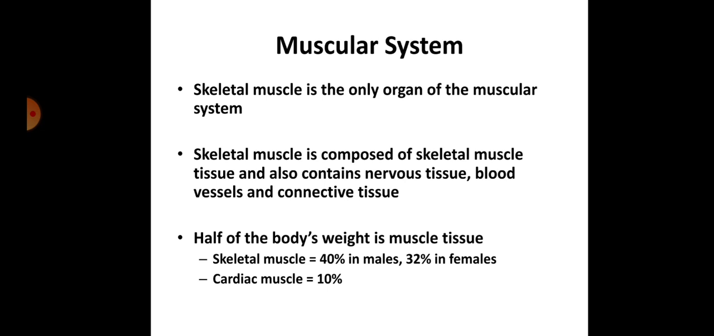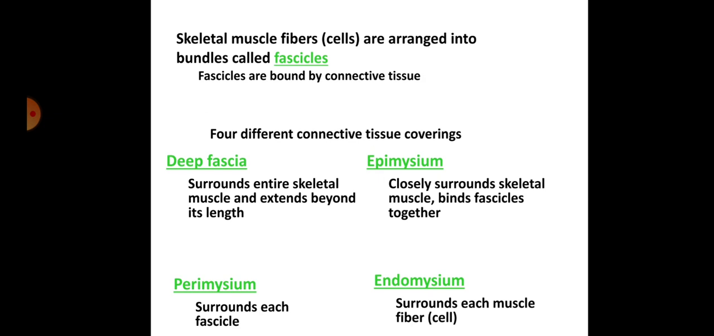Skeletal muscle is the only organ of the muscular system. Skeletal muscle is composed of skeletal muscle tissue, and also contains nervous tissue, blood vessels, and connective tissue. Half of the body's weight is muscle tissue. Skeletal muscle forms 40% in males and 32% in females. Cardiac muscles are about 10%.